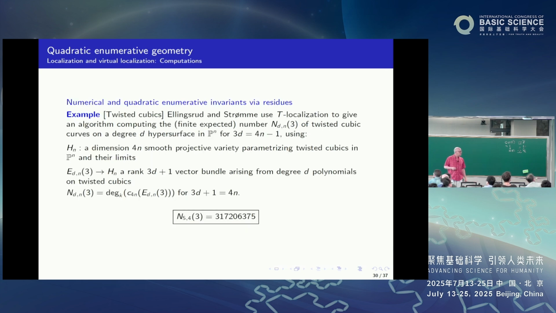So let's see, I have only a few minutes. This is this famous example of Ellingsrud and Strømme. They use torus localization to compute the number of twisted cubics on a degree d hypersurface for, again, when the expected number would be finite. And the classic case they got, which came from a problem out of mirror symmetry, was to compute this number, not using physics, but using algebraic geometry. I think the first time they tried it, they didn't get this answer, and it was, as S.-T. Yau said, very exciting because it didn't agree with the theory, but in the end, it agreed with the theory.